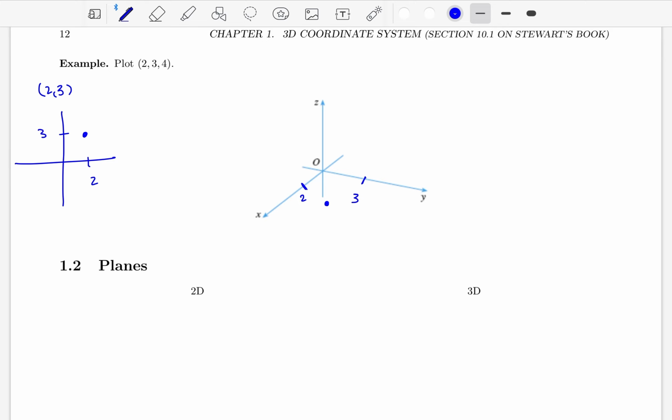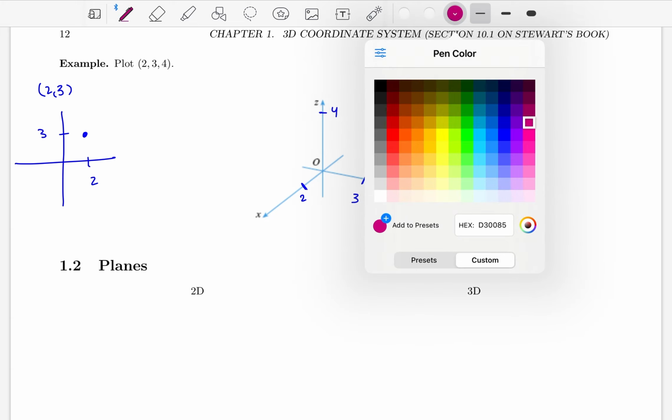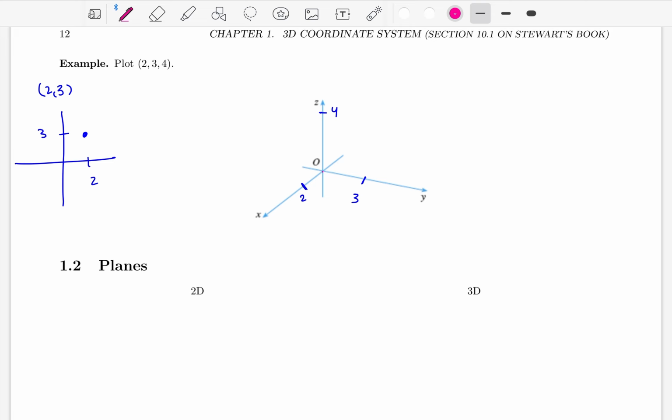Now, if I want to have the point 2, 3, 4, then I need to take this point that's on the floor and move it up. Let me show you what I mean. Not 3, but 4. So here we have 4. This is what we're doing: I'm moving 2 units in the direction of x, then 3 units in the direction of y, and then I have to move 4 units in the direction of z. So this will be the point 2, 3, 4.